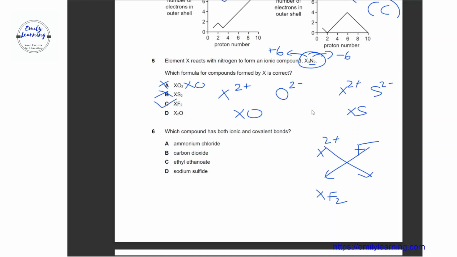So C is correct. D is wrong because we know that X and O will form an ionic compound with a formula of XO. So D is also wrong. So the answer for 5 is C.